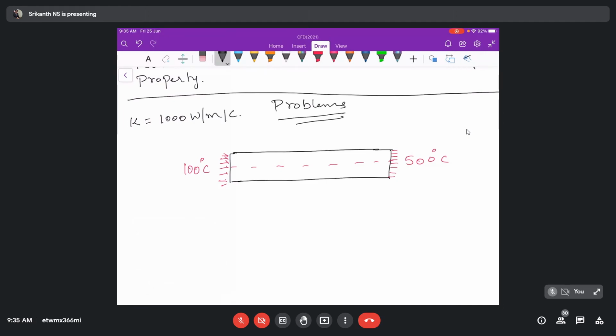Cross sectional area equal to 10 to the power of minus 2 meter square. Length equal to 0.5 meter. Is it okay? Anything you want to know? Hello?